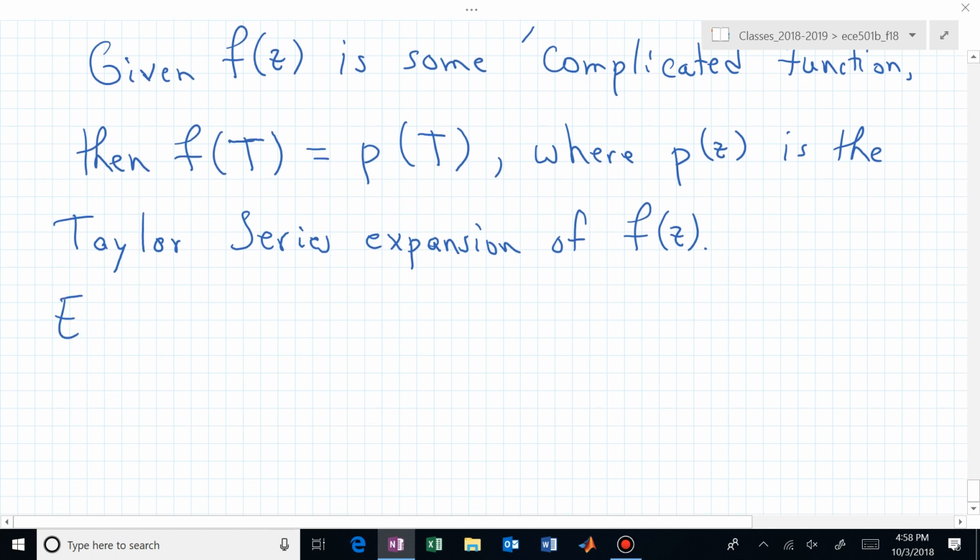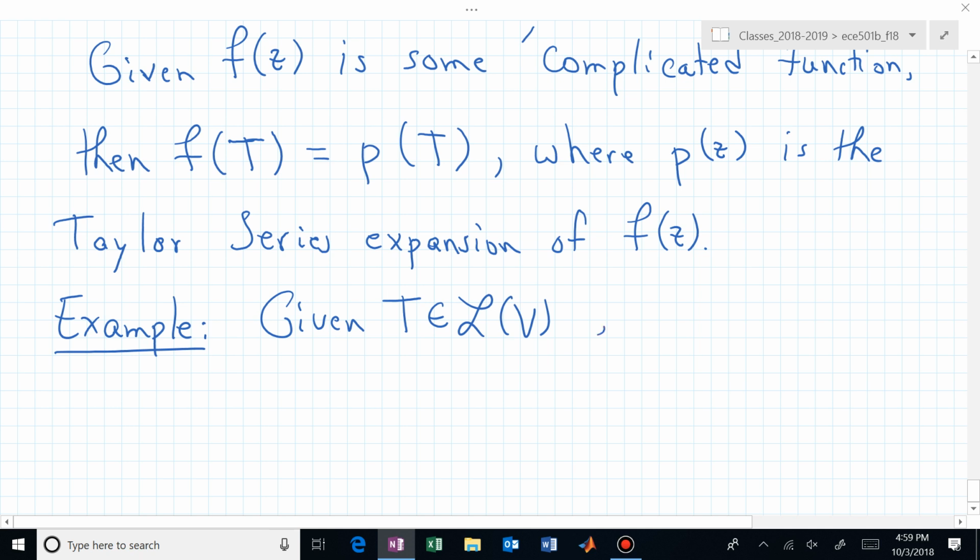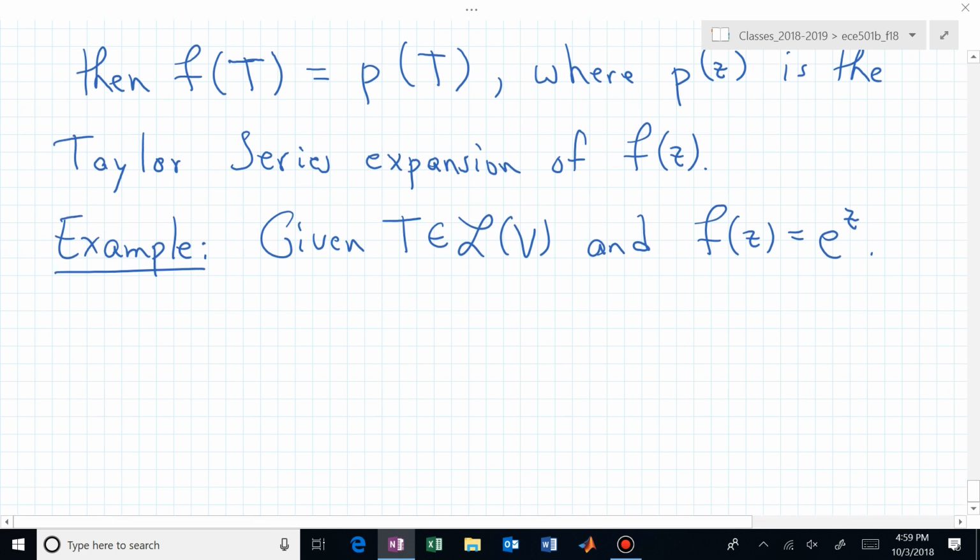Here's an example. Given, let's say T is a linear operator on a vector space V, and suppose that this complicated function f of z is actually this exponential, e to the z. Now we can look at the Taylor series of e to the z.